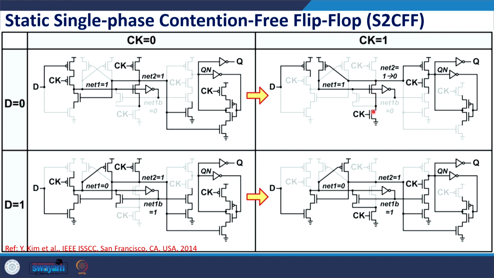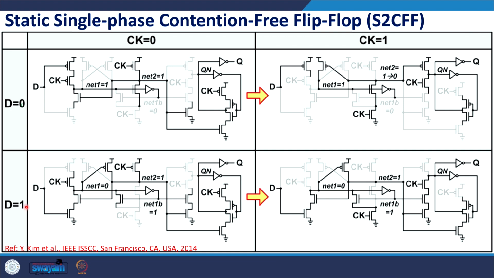So, it is a static scenario, and since net 2 turns to 0, this transistor turns on and this is on, but the pull down path is off, because net 1B is off and also this is turning from VDD to 0. Therefore, this is also turned off. So, Qn is charged high as is required, D is 0, Qn is high. Hold state we have discussed already.